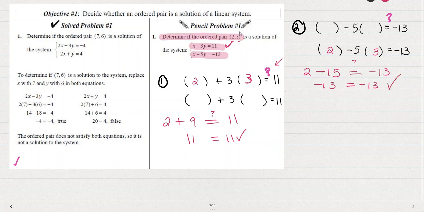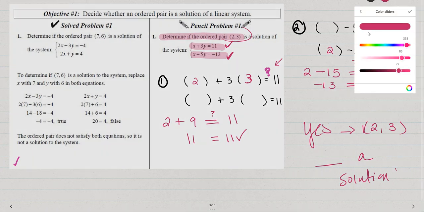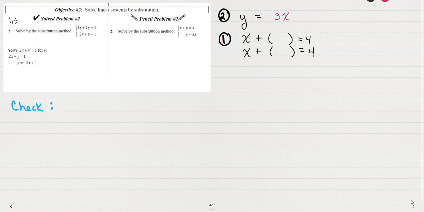So because substituting in a 2 for x and a 3 for y in both equations gave us a true statement, we can say that yes, x equals 2, y equals 3 is a solution. Let's move on now to see where that 2, 3 could come from. So how do you solve the system to get the answer? Really important that whenever we do these problems, at the very end we want to check.